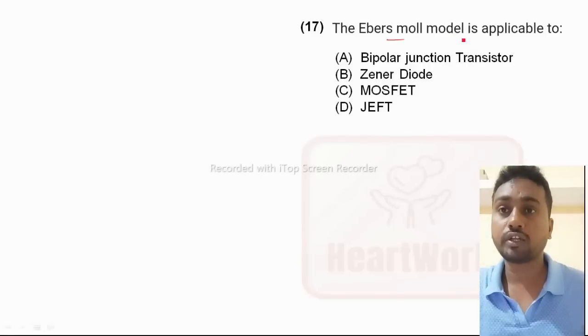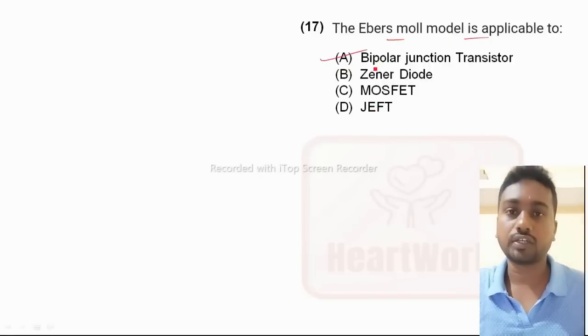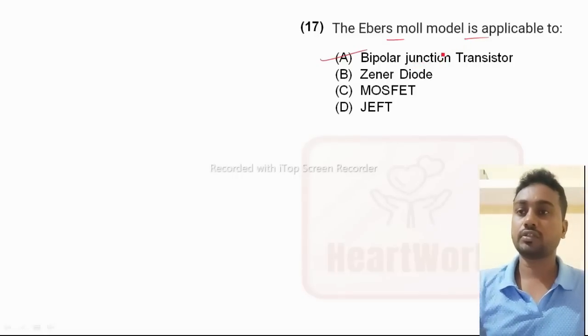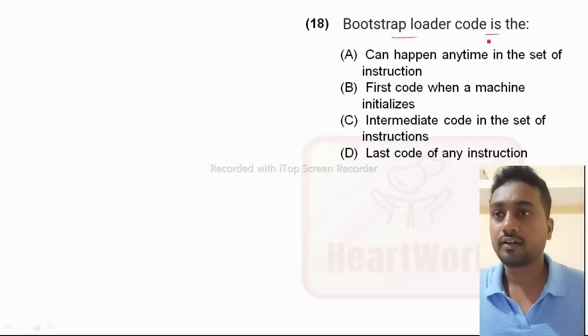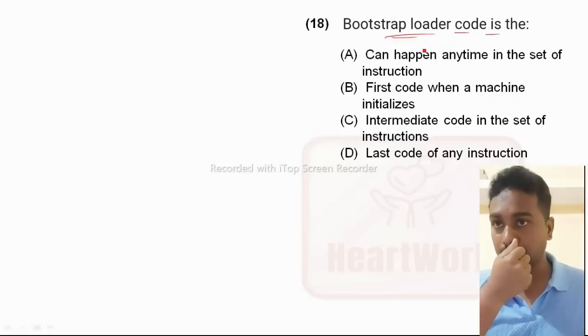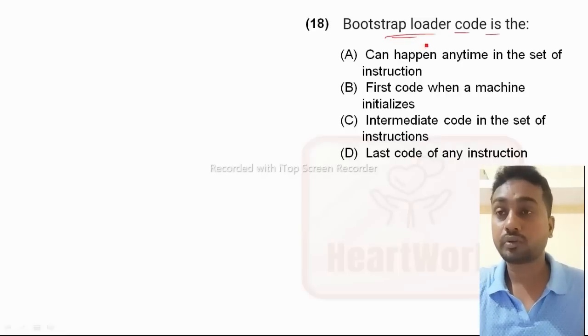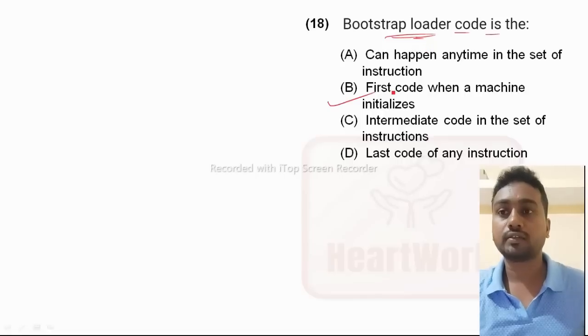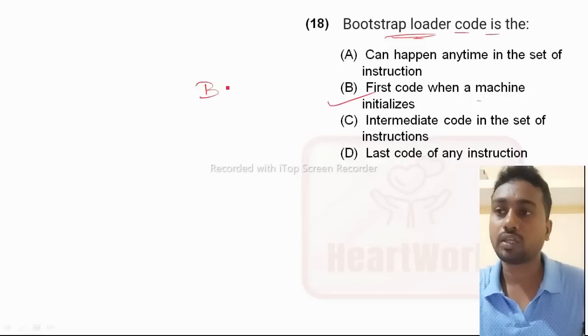Ebers-Moll model is applicable for what? Bipolar junction transistor. It is used in reverse bias and forward bias, and also in saturation region we can use this. Bootstrap loader is one type of program. It is used in EPROM or PROM, means non-volatile memory. It is the first code used when the machine is initialized. It is used first in BIOS. BIOS means basic input output system.